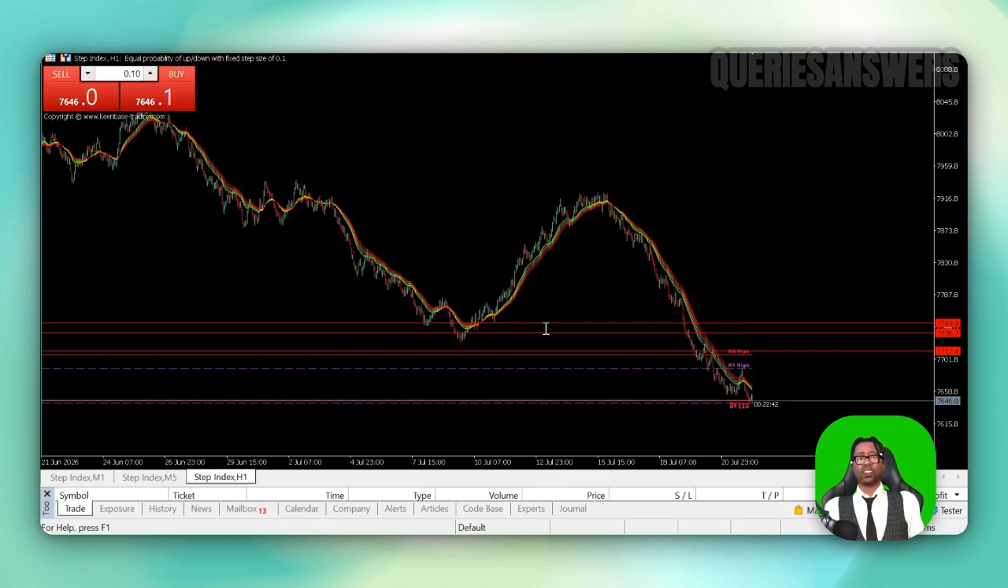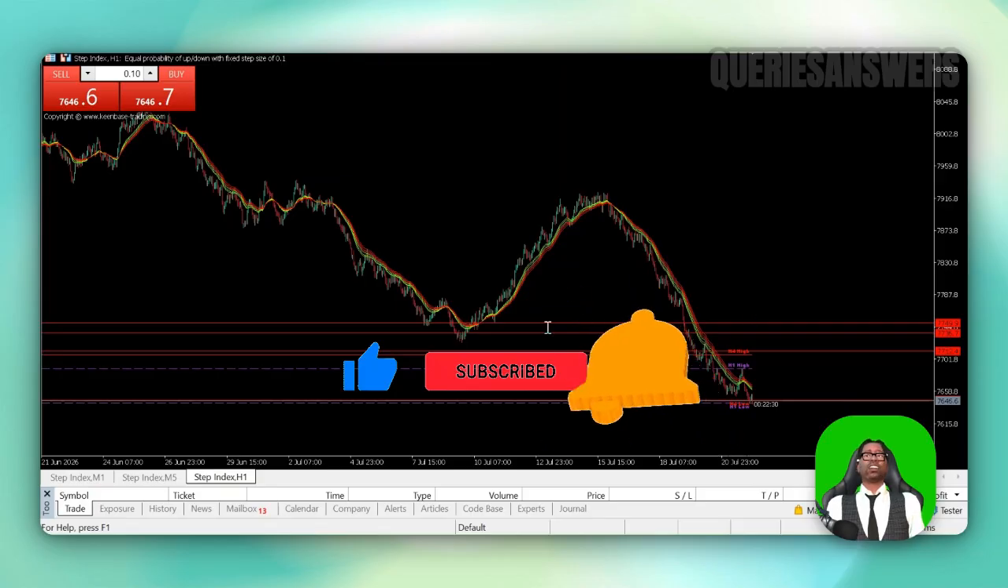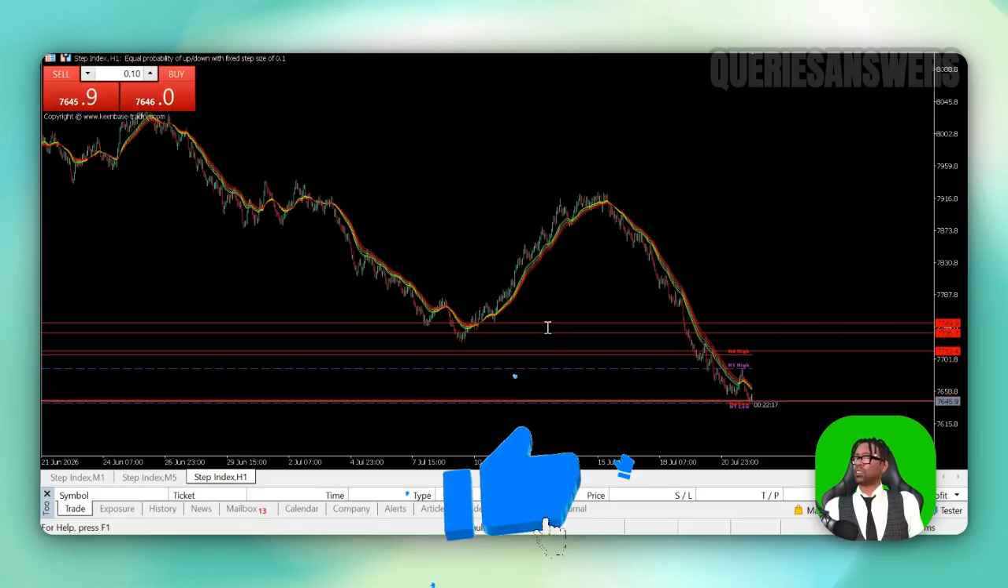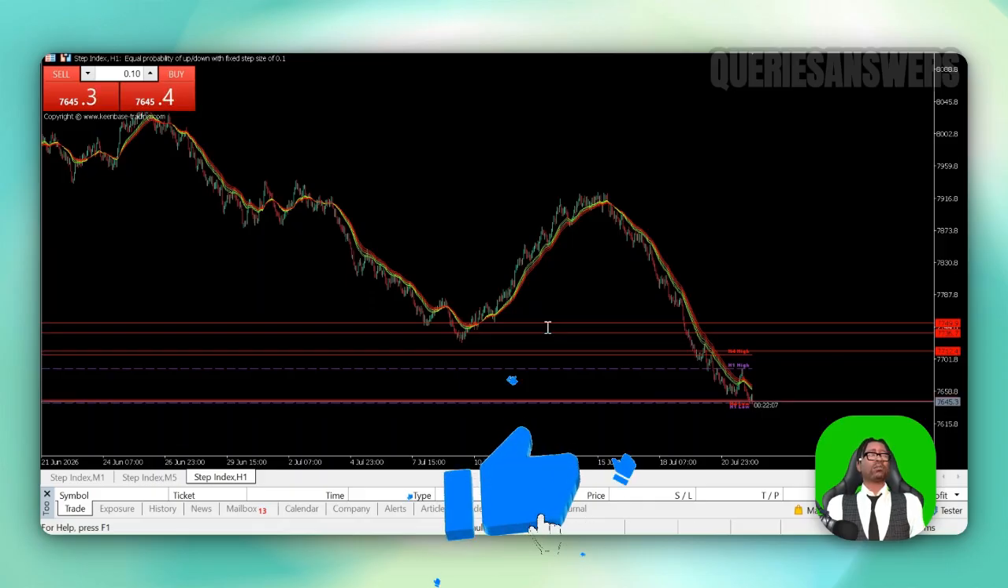If you're going to use 0.10 as your lot size, which I normally do, it means a 10-point move equals $1. That's it. You don't need to do any funny lot size calculation, any risk calculation. Just know that it basically moves at a fixed 0.1 point. So if you use lot size 0.10, which is the minimum lot size, and you have a 10-point move, you've made $1, which makes it simple.